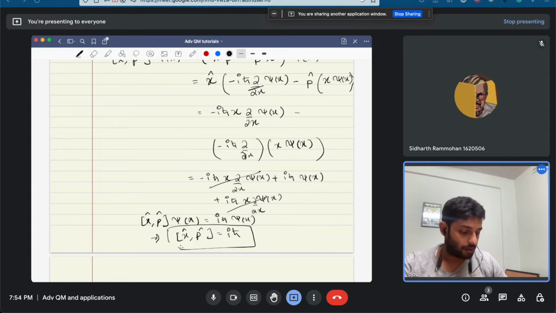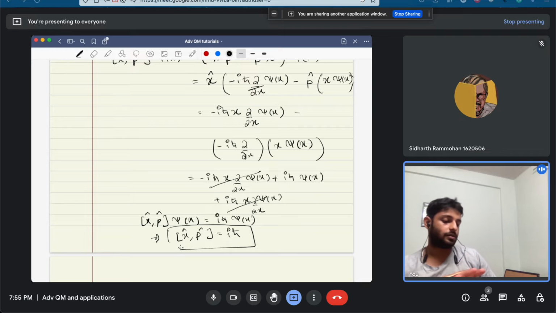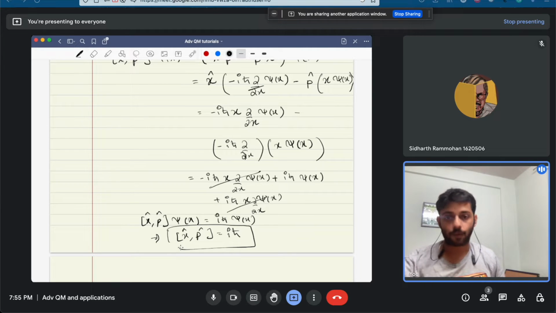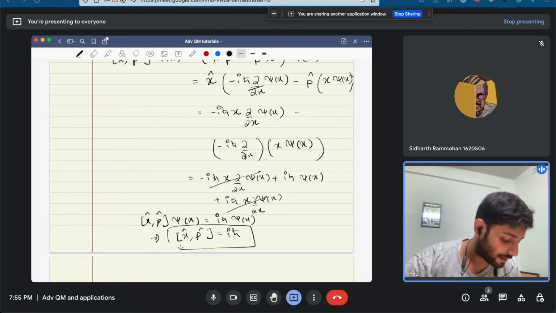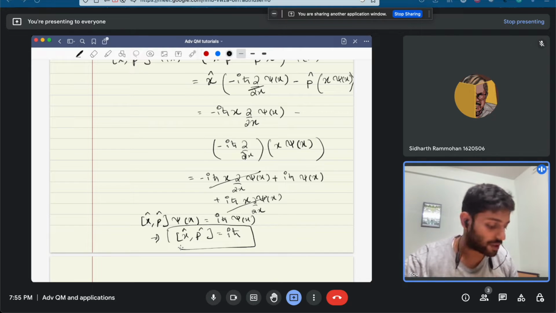Now this is used all throughout quantum mechanics. Everywhere you will find this commutation relation being used.